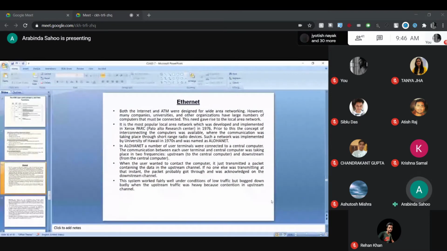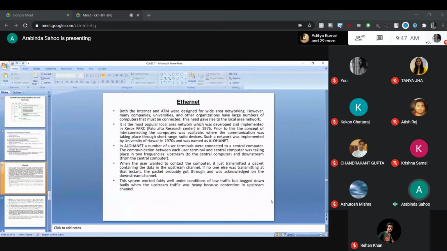But in case of Aloha net, when it was proposed in 1970, all the peripherals were connected with the help of short range radio waves, with two different frequencies.